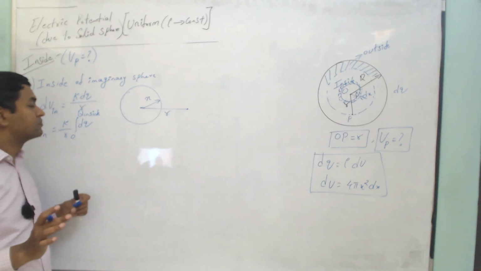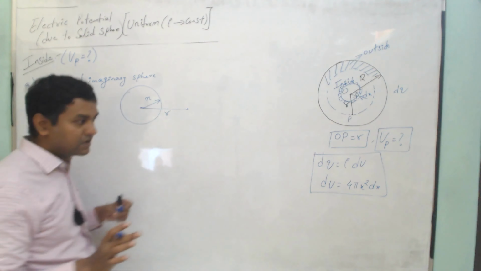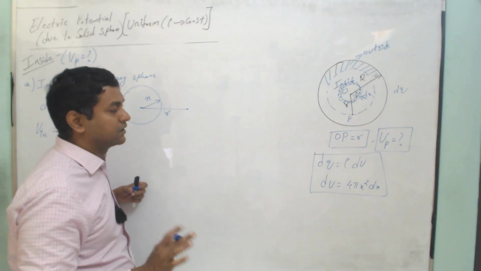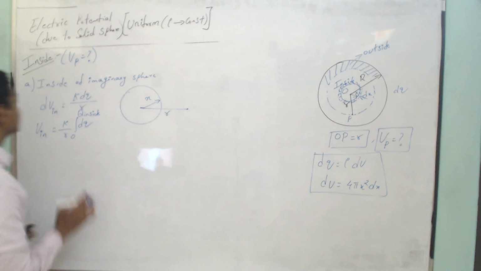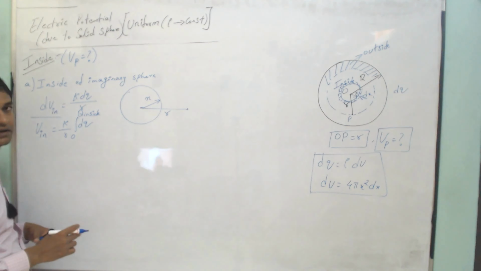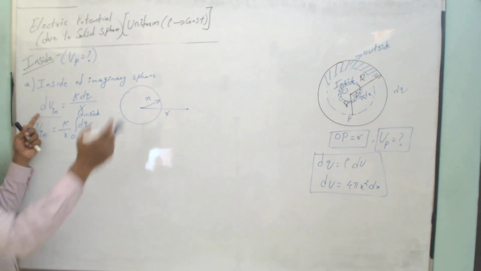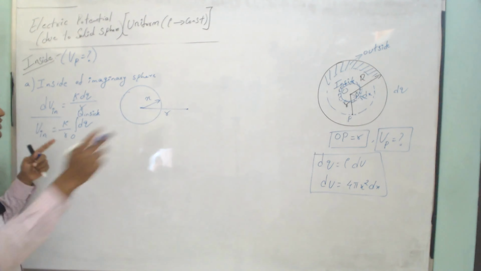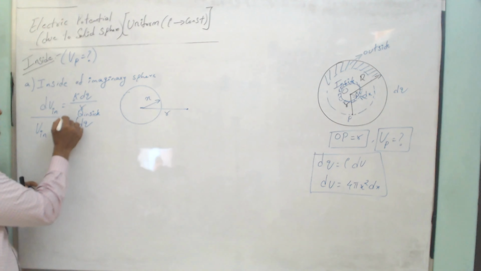I'll repeat. Here it is constant, that's why I wrote it. I'll repeat again. The potential dV due to the inside material, due to that element that we have taken at point P, is k dq by r.